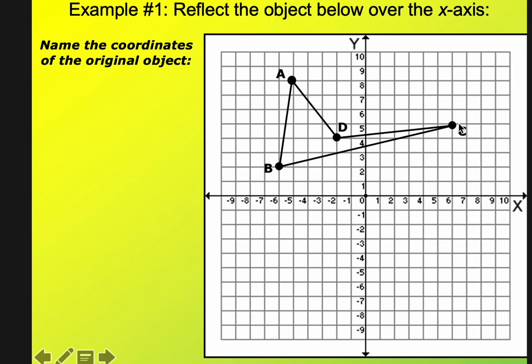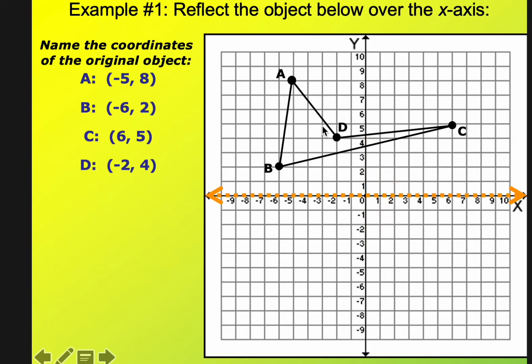This is a quadrilateral, so there are 4 sides and 4 vertices. First, vertex A. Remember, we start at the origin, and like a ladder, we go left to right first to -5, and then we climb up 8. B, we start here, we go -6, up 2. C, we go +6, then up 5. And then D, we go -2, and then 5. Okay, so that is our original shape, original figure.